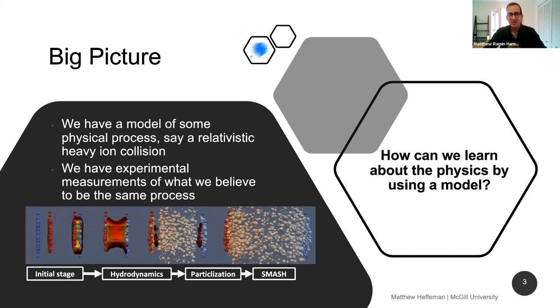The big picture that we're going to be talking about today and in the next few days is that let's say we have a model of some process, in our case, a physical process, maybe even a relativistic heavy ion collision. And we have some experimental measurements of what we believe to be the same process. And what we want to do is learn about the physics that's happening by using a model. So the question is, how do we actually accomplish that?